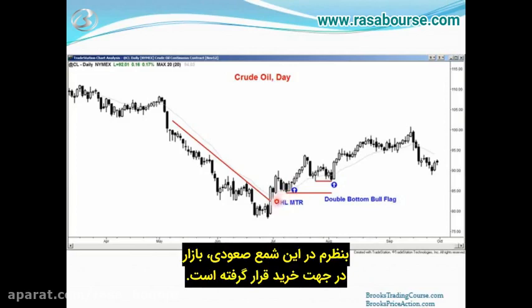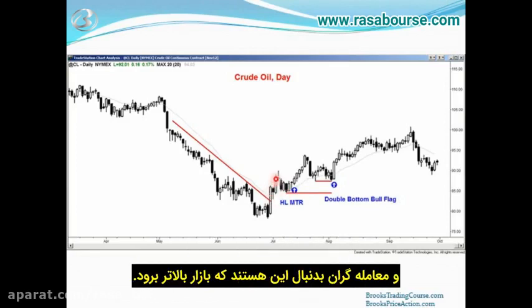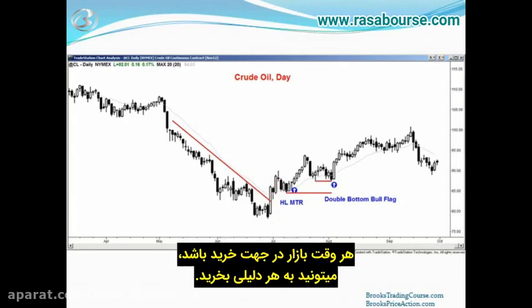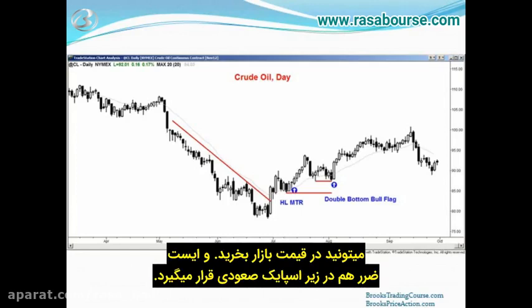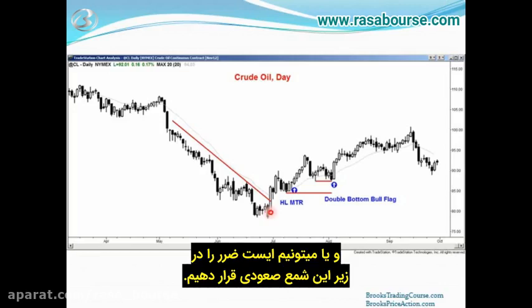I think the market went always in long on this bull bar, or maybe certainly by the end of this bull bar, and traders are looking for more up. And whenever the market's always in long, you can buy for any reason. You can just buy at the market, and your stop is below the bottom of the spike, probably down here, maybe below the bottom of this bull bar.